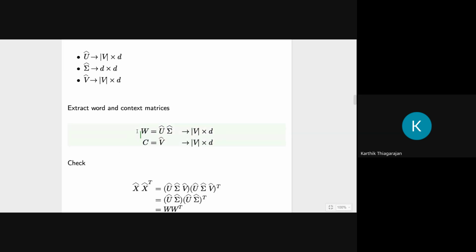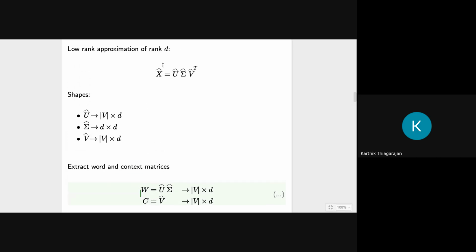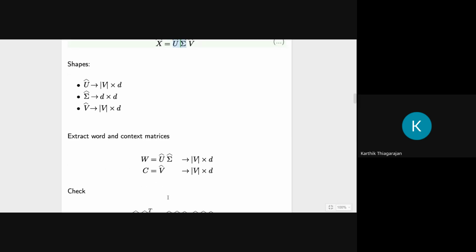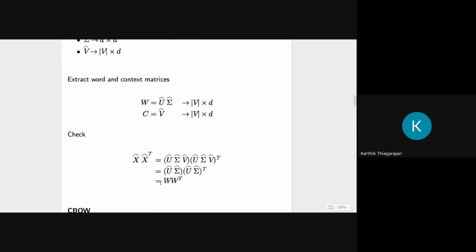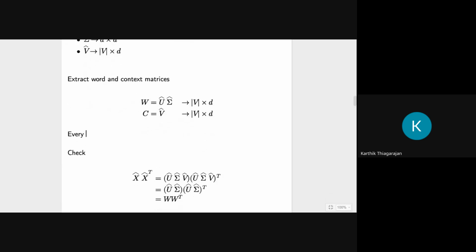So what is the word matrix? It's just you take these first two. You had sigma hat, and whatever remains is the context embeddings, right? So how should you understand W? W is this matrix where every row represents a word embedding. I'll just write that down. Every row of W corresponds to a word embedding.